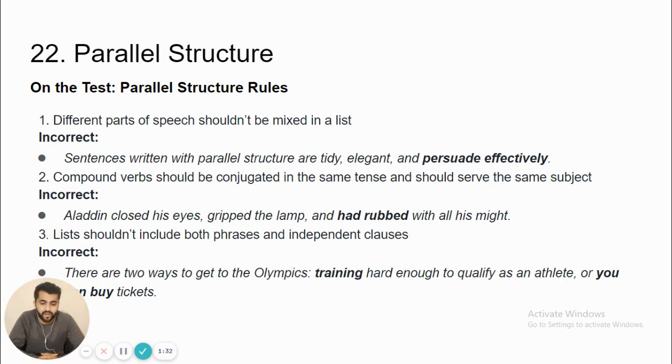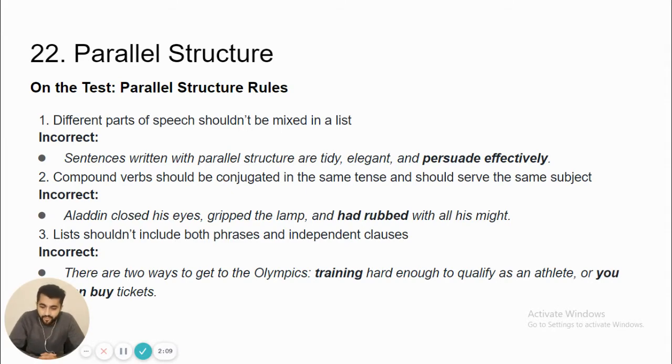Okay, number one, parallel structure rules. Rule number one, different parts of speech shouldn't be mixed in a list. So the incorrect sentence is "Sentences written with parallel structure are tidy, elegant, and persuade effectively." Right? So this is wrong because tidy is an adjective, and elegant is an adjective, and persuade is a verb. So the correct form would be "Sentences written with parallel structure are tidy, elegant, and effective."